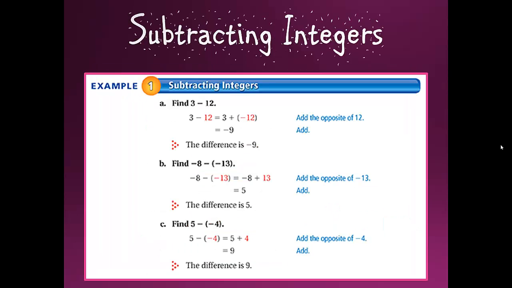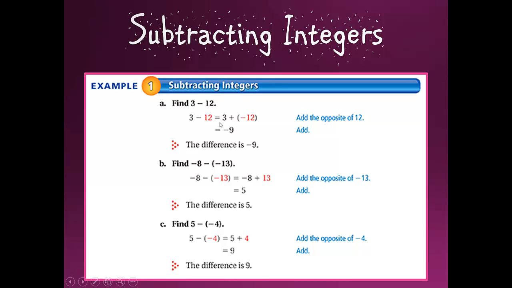Now we're looking at some examples for subtracting integers. For A, we want to find 3 minus 12. For 3 minus 12, we're going to add the opposite. So we keep 3 the same, and then we change the subtraction sign to addition. And then we are going to have the opposite of 12, and the opposite of 12 is negative 12. So now we have 3 plus negative 12.